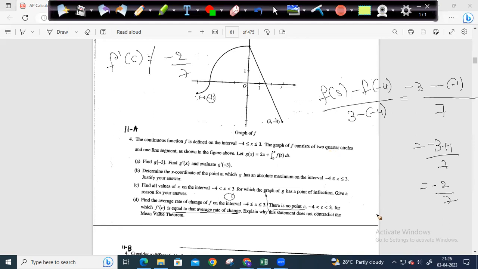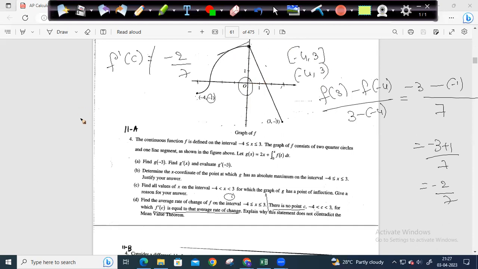So what does the mean value theorem say? The mean value theorem says f must be continuous in the closed interval -4, 3 and differentiable in the open interval -4, 3. Correct, right? So when I see this function, clearly the function is not differentiable at 0. Why? Because the left hand derivative is positive and the right hand derivative is negative. So clearly at 0 the function is not differentiable.